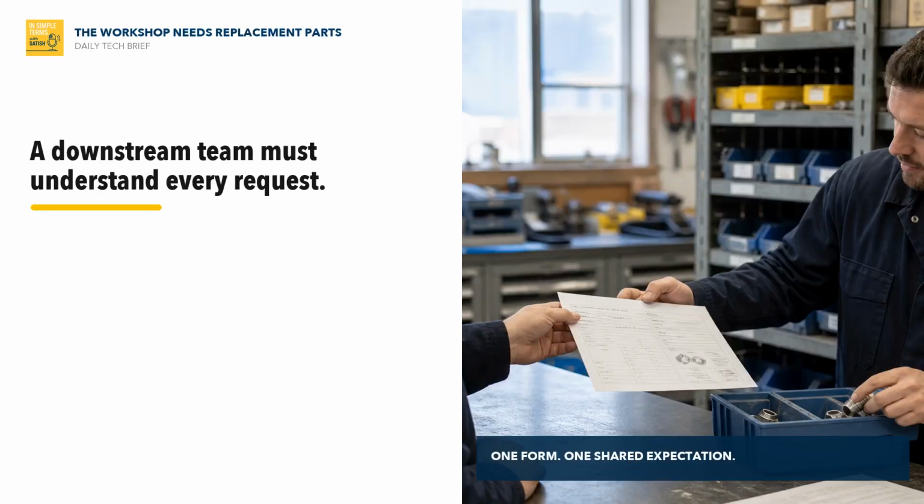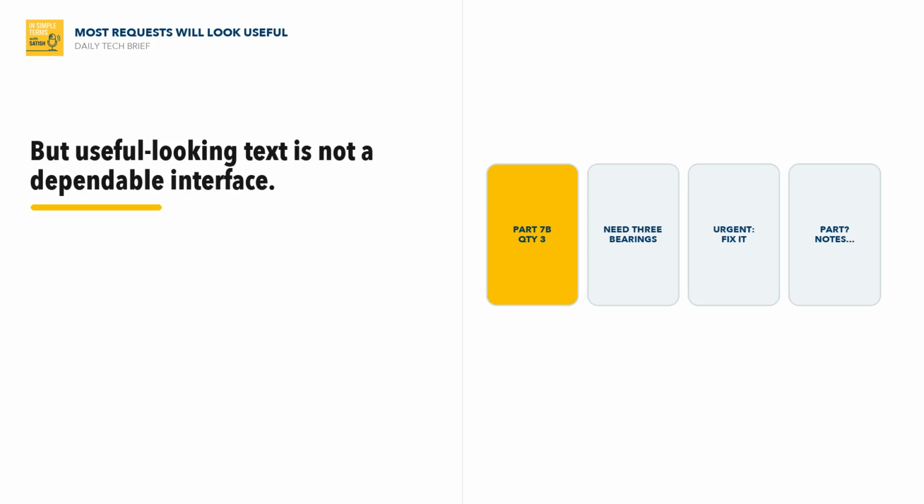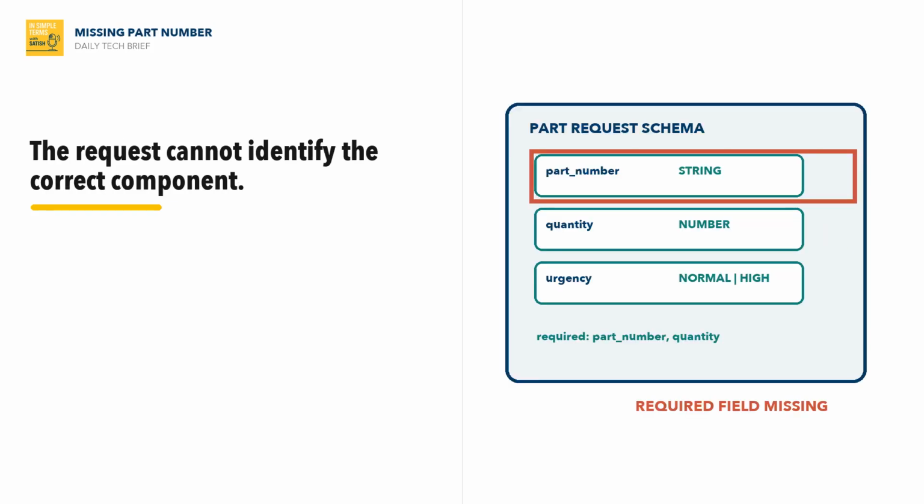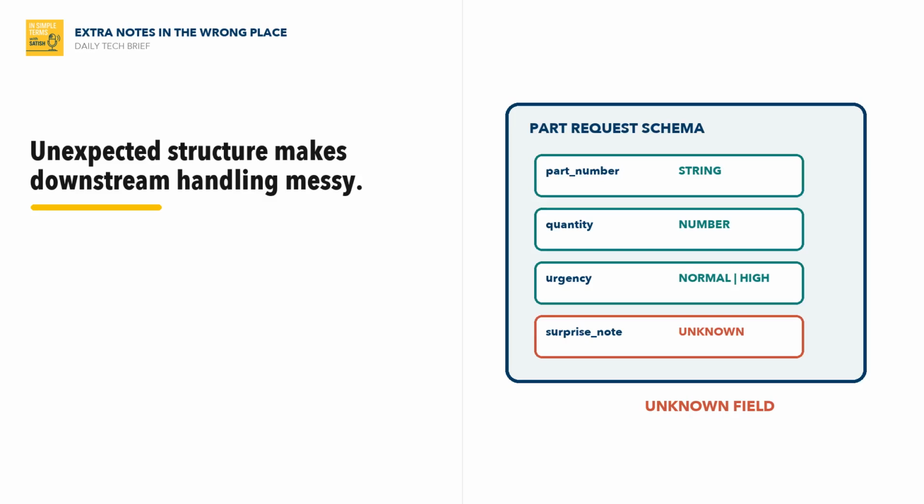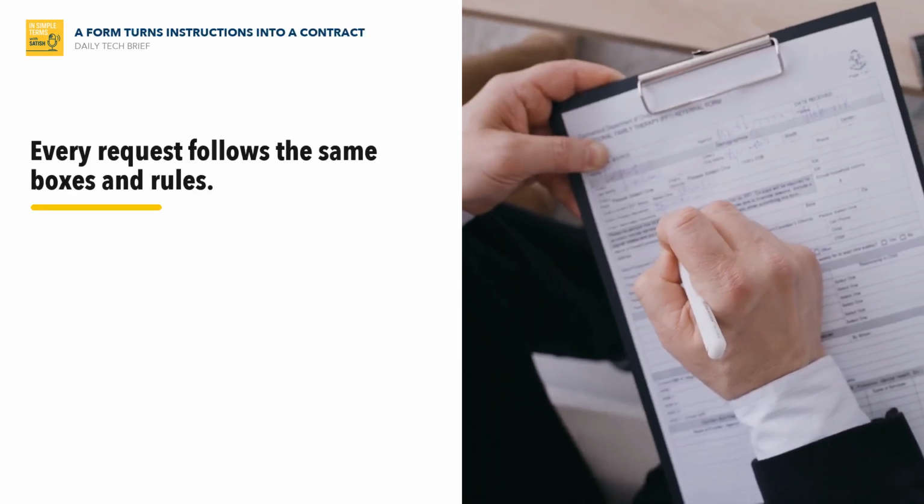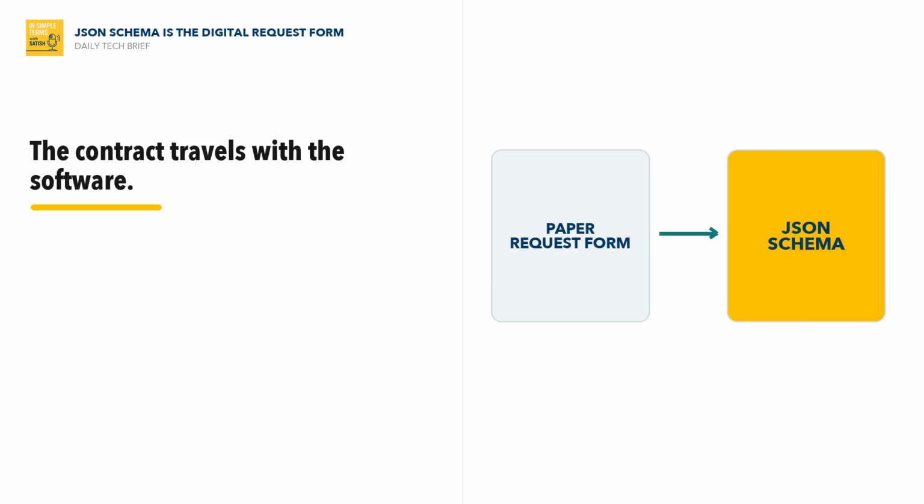Imagine you run a workshop and people need to request replacement parts. If you just say, please write down what you need, most people will give you something useful, but some will forget the part number, some will write the quantity as words instead of numbers, some will add extra notes in the wrong place. A proper request form fixes that. It tells everyone which boxes exist, which ones are required, what kind of value belongs in each box, and whether extra boxes are allowed at all. That is the basic idea here.